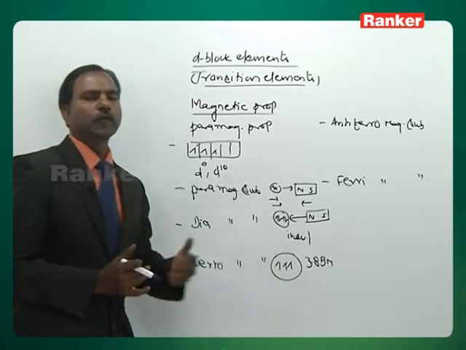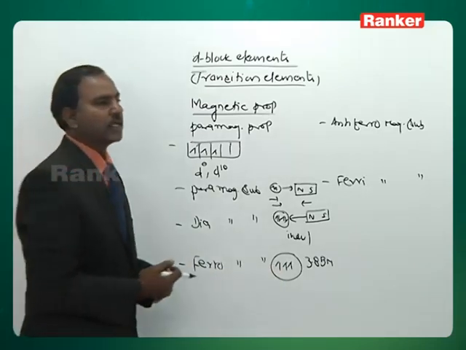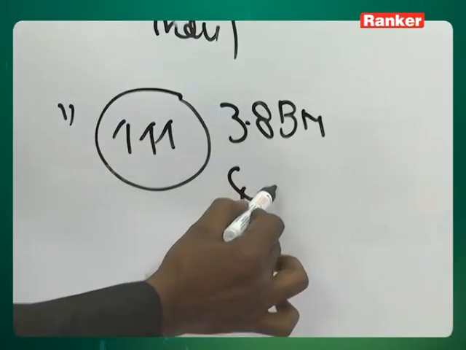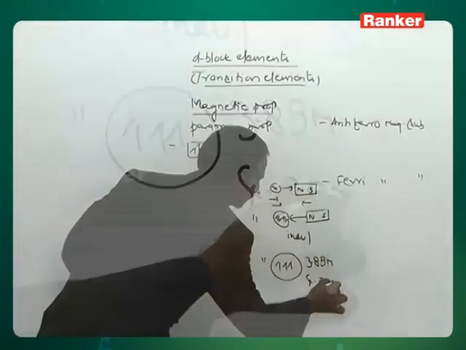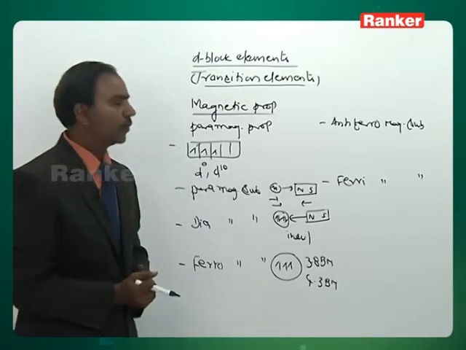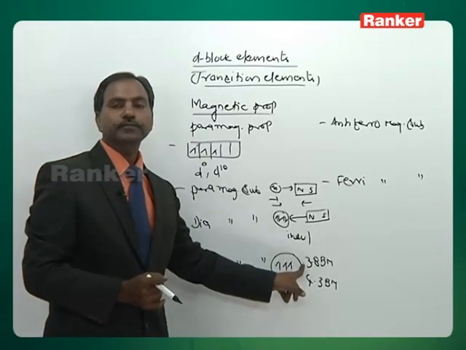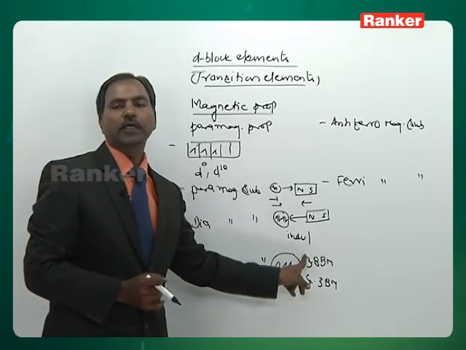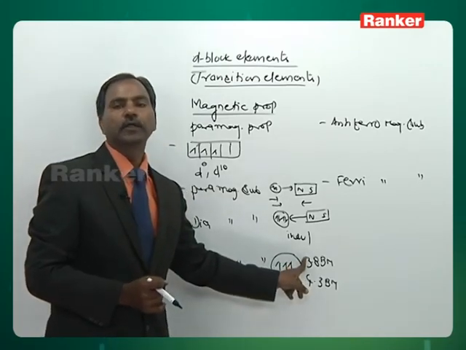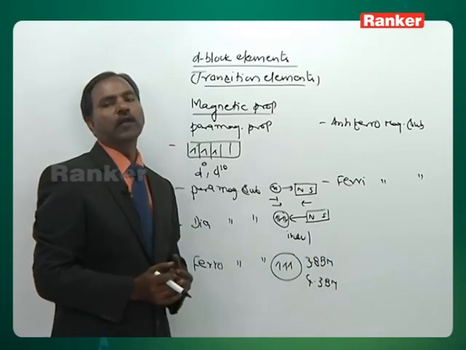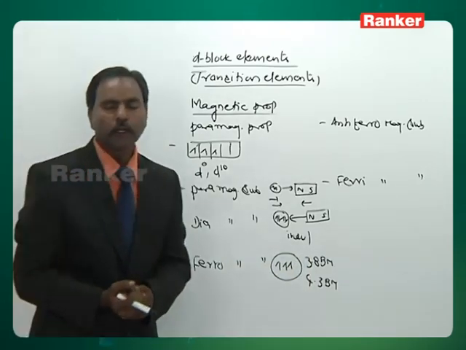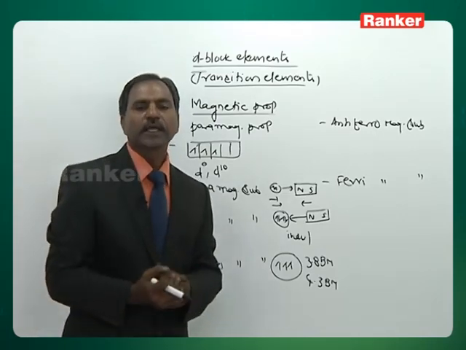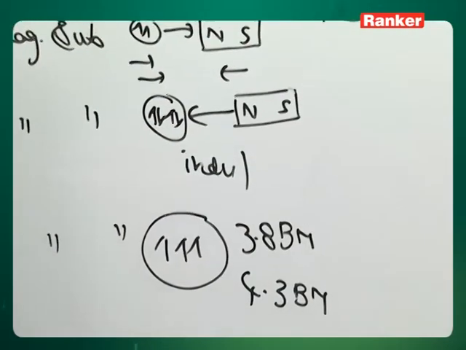But experimentally it proved that this particular substance is exhibiting greater than expected. Now it is exhibiting 4.3 Bohr magnetons of magnetic moment, imagine. So the substance which is exhibiting greater paramagnetic moment than expected from the number of unpaired electrons, such a substance we call it what? Ferromagnetic substance. Why is a ferromagnetic substance exhibiting greater paramagnetic moment?